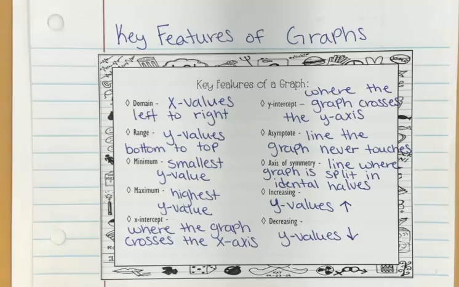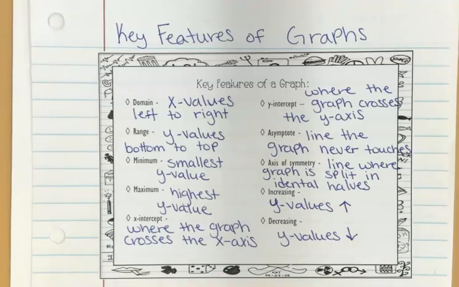An asymptote is a line that the graph never touches. It just gets really close to it. Again, not every graph will have one of those. An axis of symmetry is a line where the graph is split into identical halves, also not going to be on every graph you see.